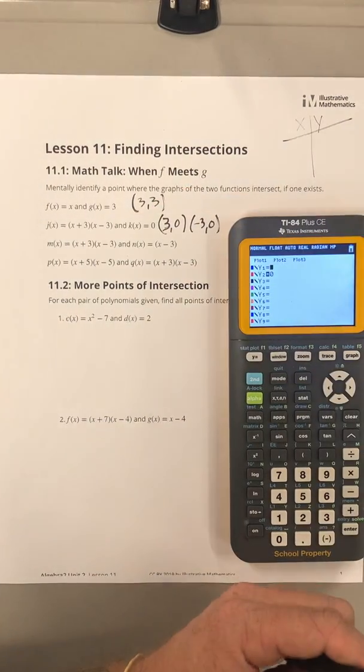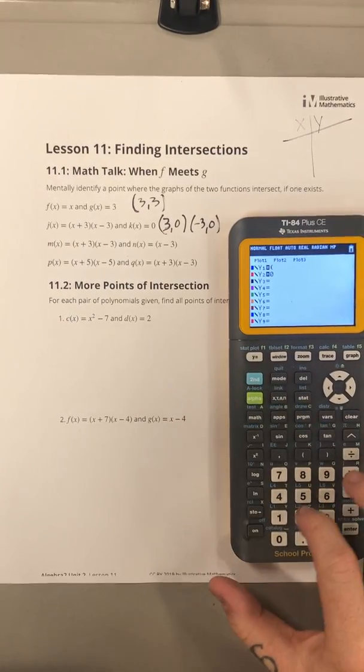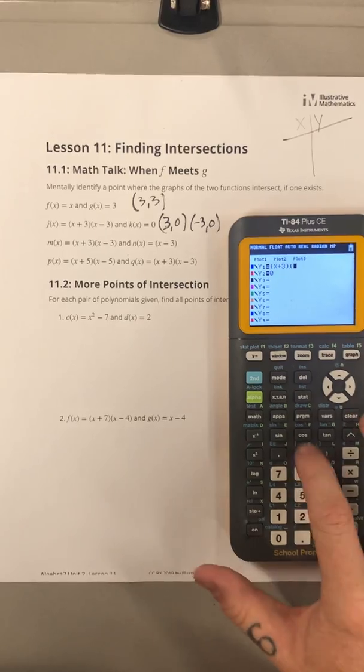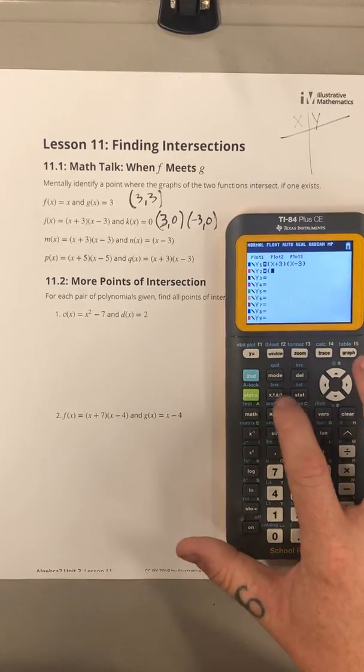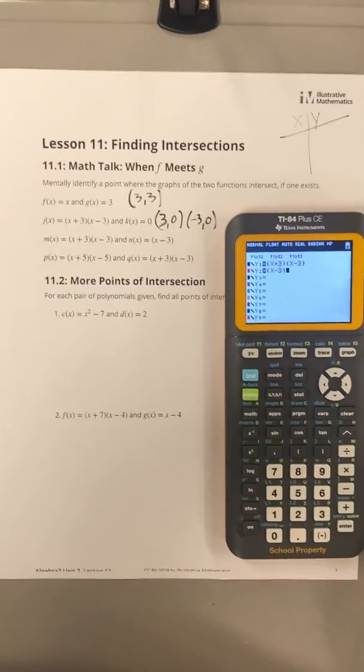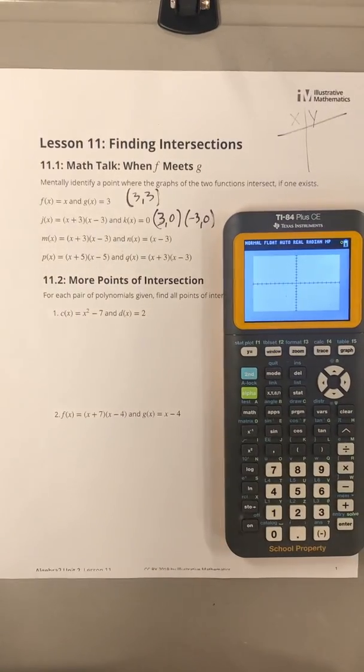So this one, we have x plus 3, x minus 3, and then just x minus 3 for the second equation, okay? Graph that. There's our parabola.